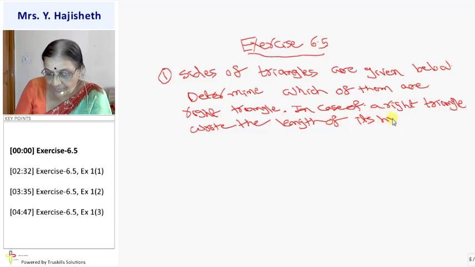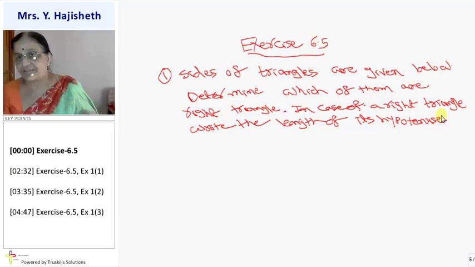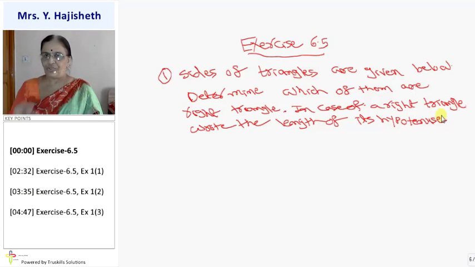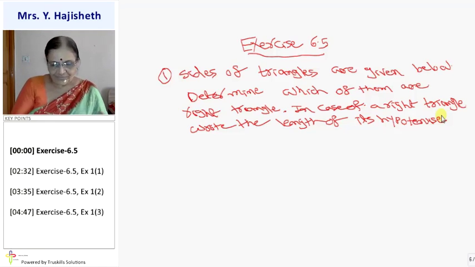And you know what the hypotenuse is? The greatest side among the three. We call it the hypotenuse because it is the side opposite to the right angle, and the right angle is the greatest angle in a right angle triangle. So the side opposite to the greatest angle is greatest, so the hypotenuse is greatest.